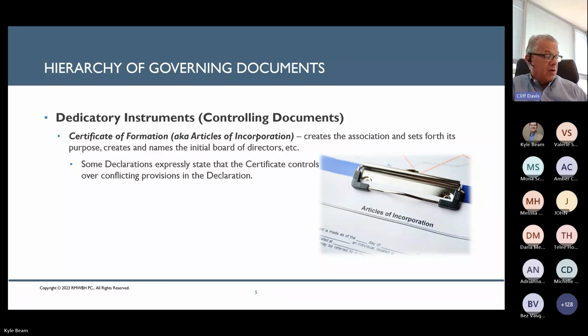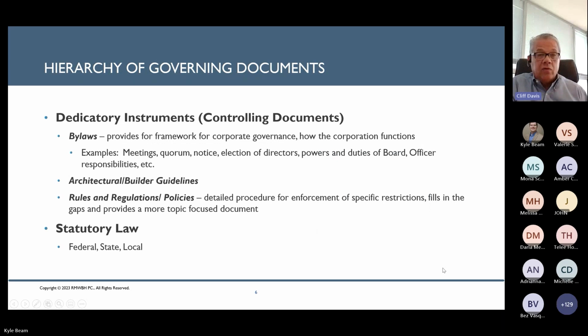So we have some associations where there's one plat map. And then we have some associations where there can be anywhere from 5 to 30 plat maps of different sections that are under the jurisdiction of the association. And then we get to your other types of dedicatory instruments.